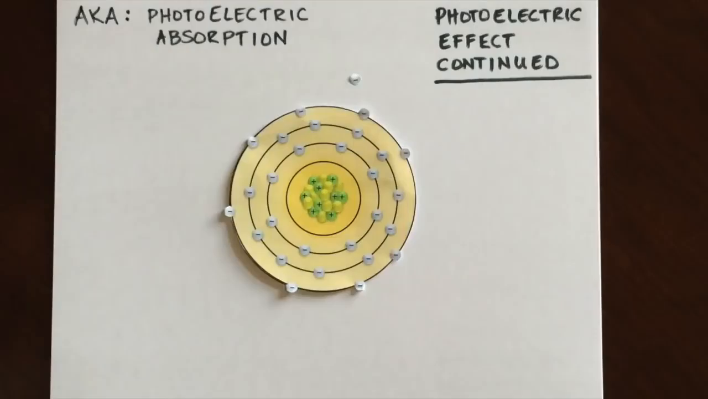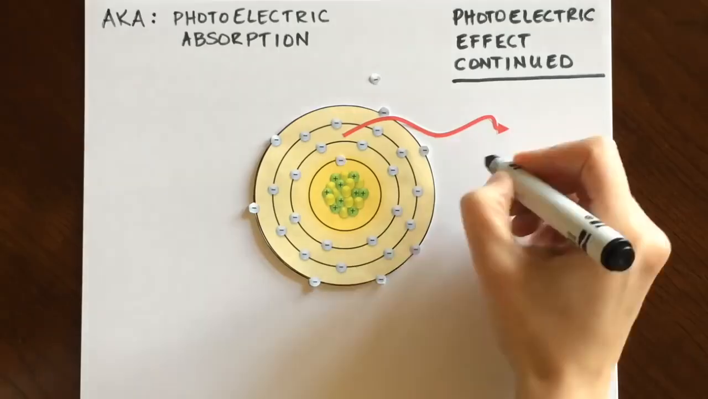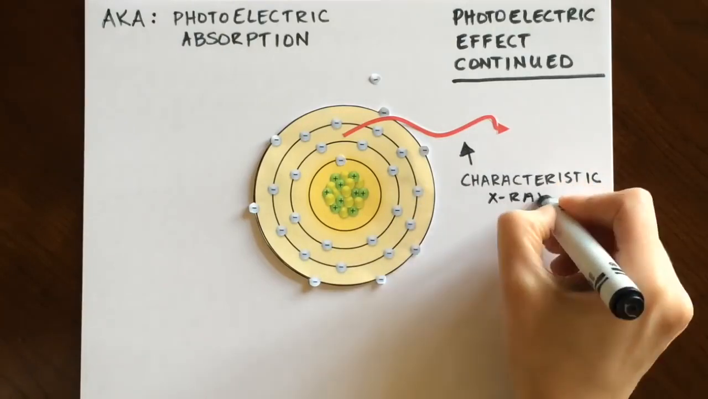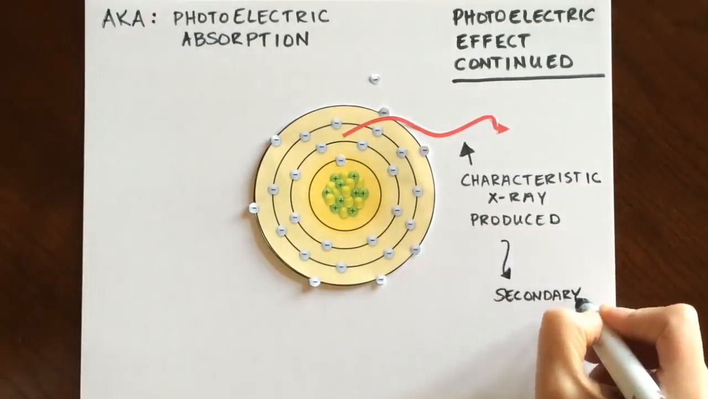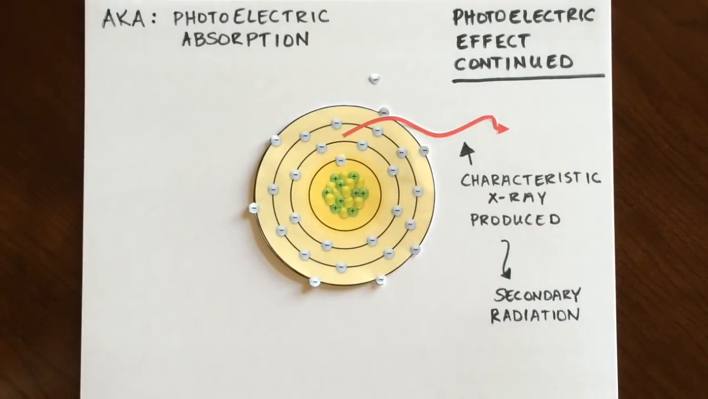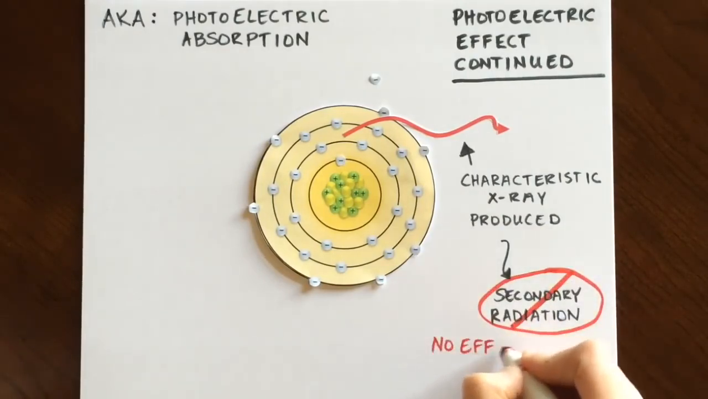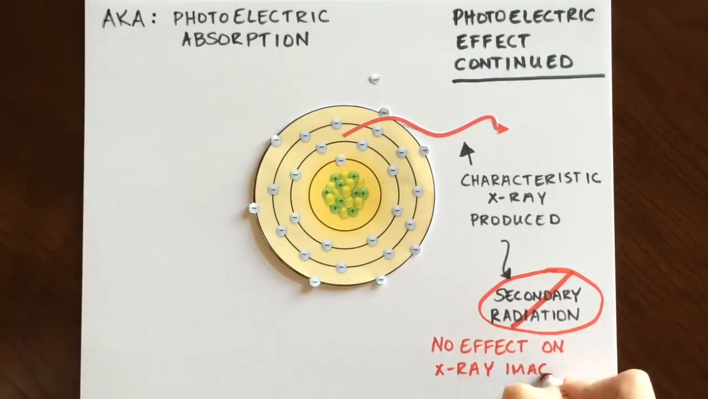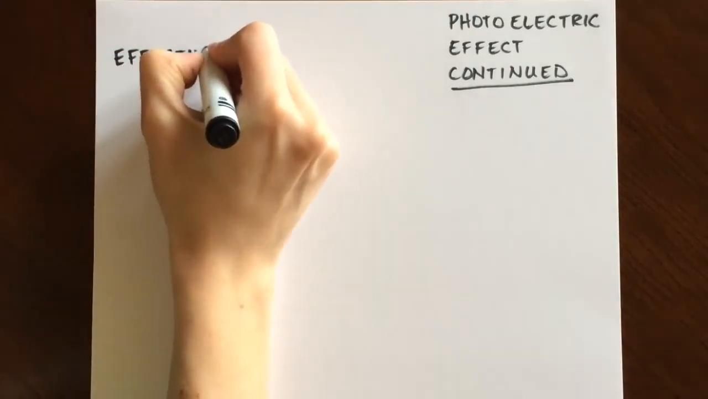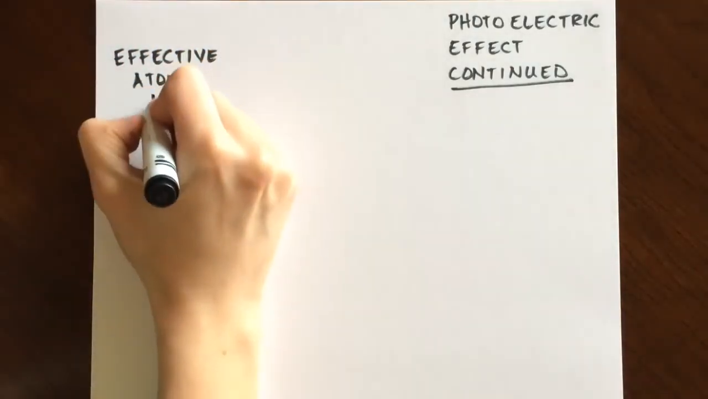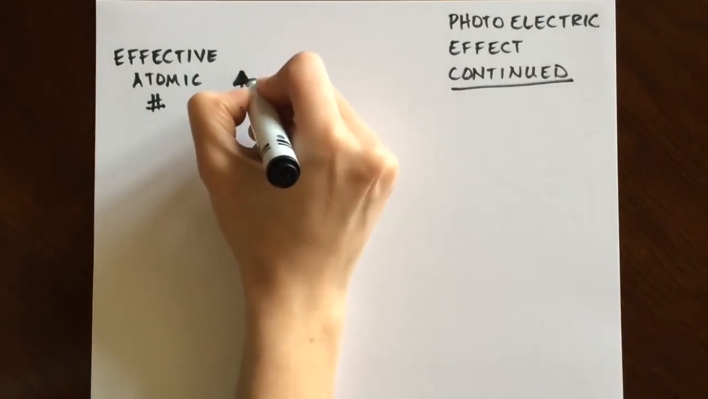If you recall from previous discussions in class, characteristic X-rays are emitted when an outer shell electron fills an inner shell void. Since this can happen following an ejection of an inner shell electron during photoelectric absorption, these characteristic X-rays are referred to as secondary radiation and act much like scatter radiation. These low-energy X-rays do not exit the patient and have no effect on X-ray images. It should also be noted that the effective atomic number of the material does have an effect on this type of interaction. Remember, in Compton effect, the atomic number did not.